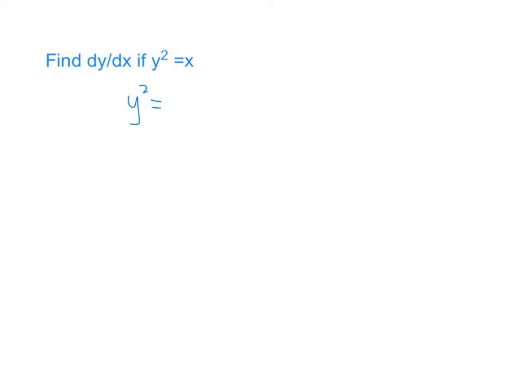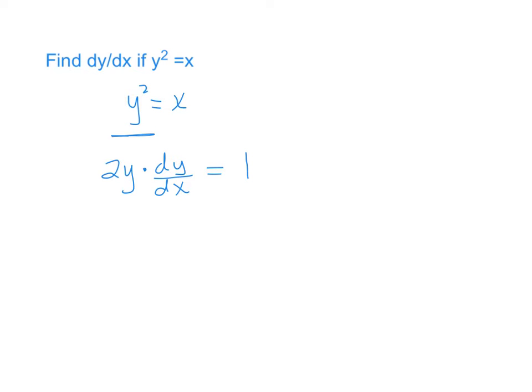So here's my function, right? I'm going to take the derivative of this side, right? The derivative of y squared is 2y, and we're going to differentiate y with respect to x. That's the chain rule, right? So 2y dy dx equals the derivative of x, which is 1.